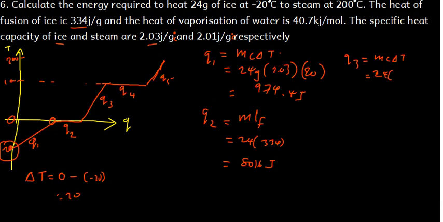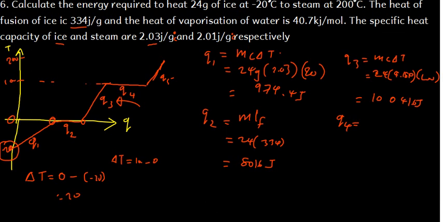Specific heat capacity. Now what we have here is no longer ice, but it is water. Specific heat capacity for water is 4.184. Then the change in temperature, moving from 0 to 100. The final is 100, so the change in temperature will be 100 minus the initial 0, so that would be simply 100. So 24 times 4.184 times 100 gives us 10,041.6 joules.